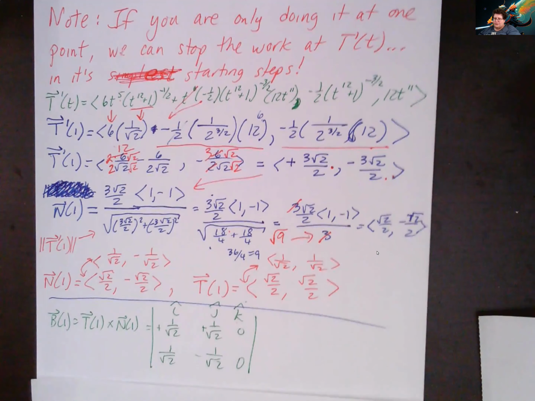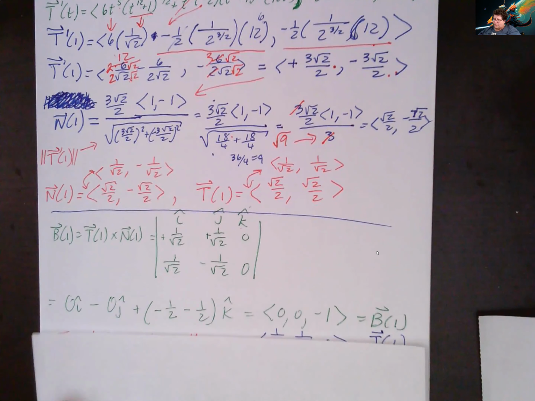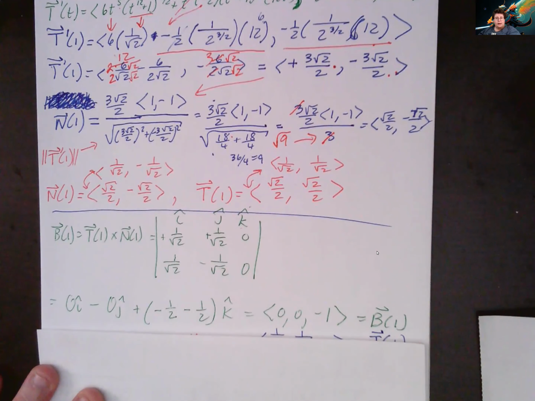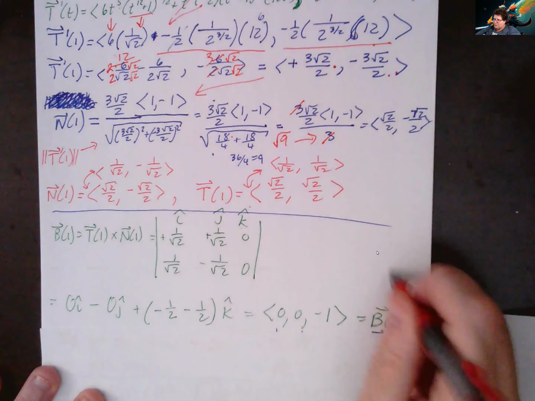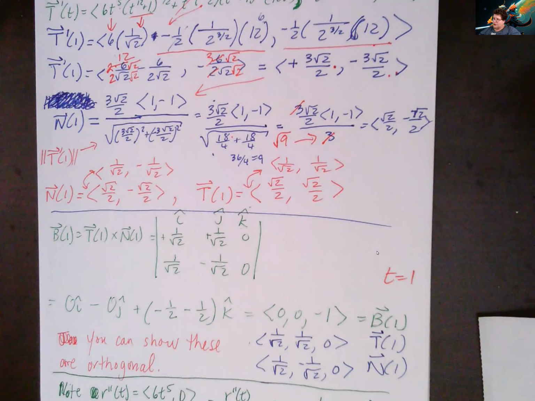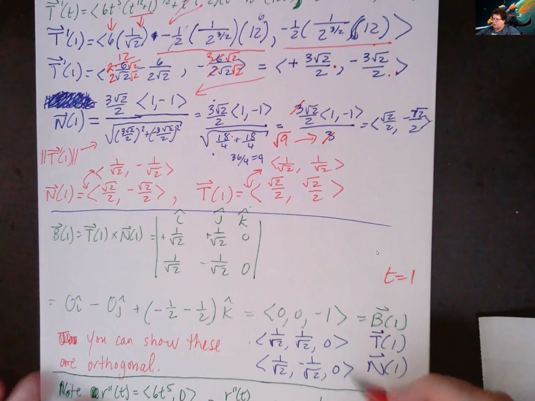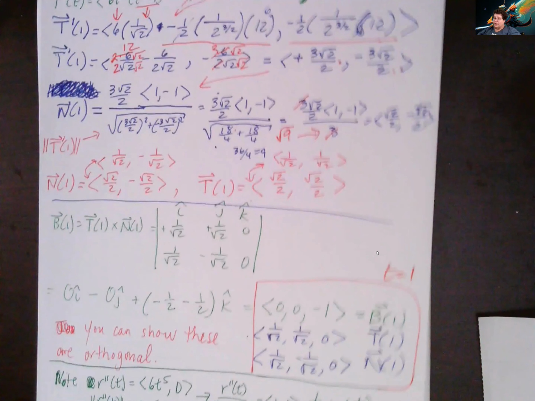Then we find b using those values. We don't do the general form. And you work that out, and you are going to get 0, 0, negative 1 for the binomial vector evaluated at t equals 1. Remember, that's what we're working on here. Okay. You can show these are orthogonal. I put them all three together, so they're all together. You can show they're orthogonal.